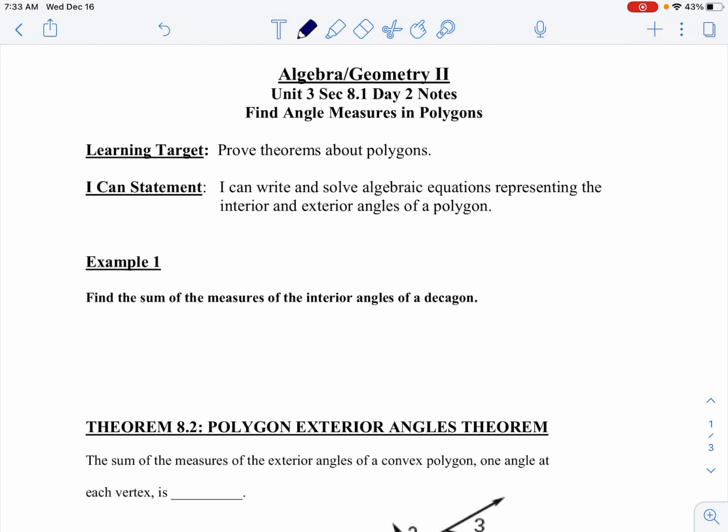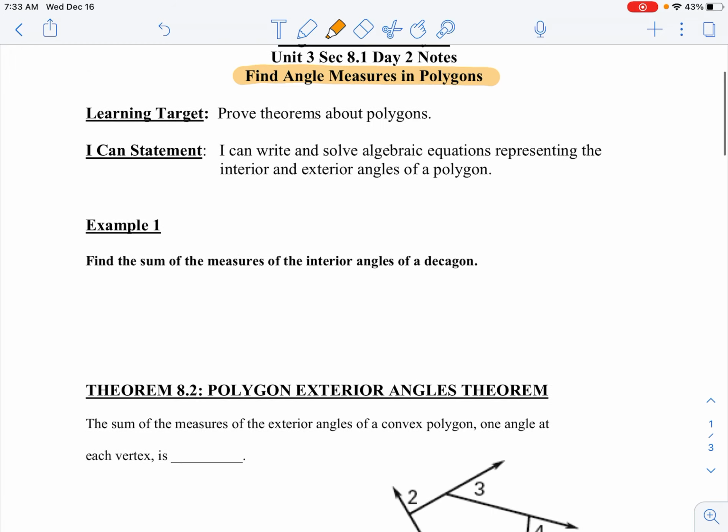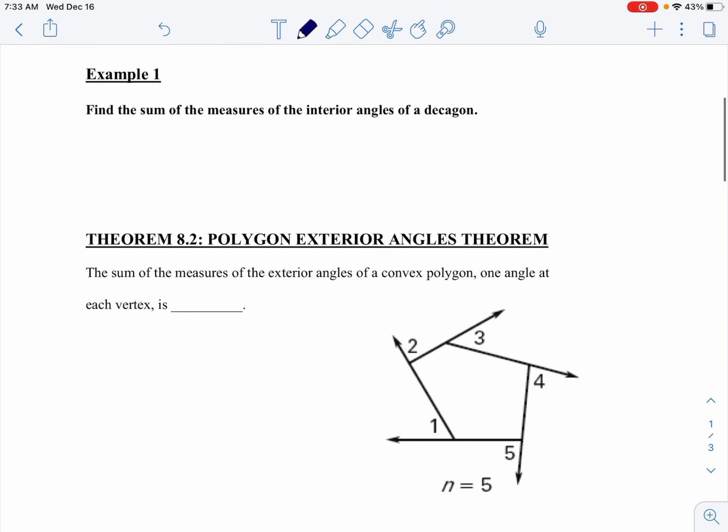This is Mr. Keeney and we are continuing Unit 3 today, which is about quadrilaterals, but really we are in the world of polygons. So we are going to continue 8.1, which the title is Find Angle Measures in Polygons. And we're actually going to start off with an example to remind you about what we just did in day 1. Today is day 2. Which is finding the sum of the measures of the interior angles.